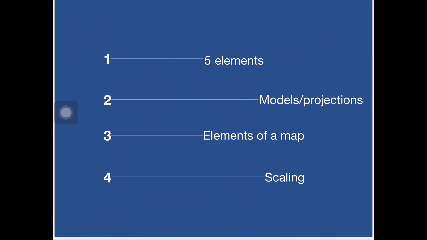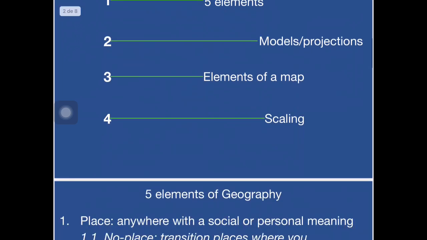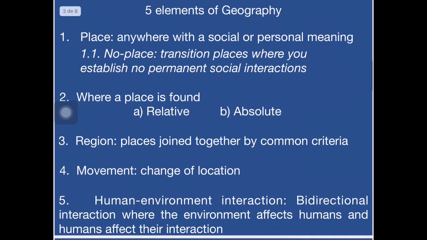First, the five elements of geography. Second, models and projections as one same topic. Third, elements of a map. And fourth, scaling. So let's start with the five elements. You should know these five elements by heart by now.